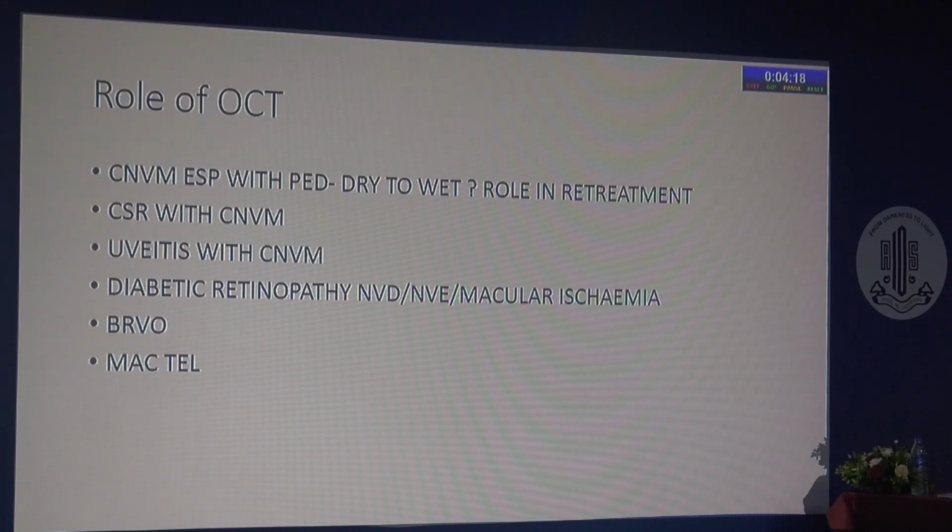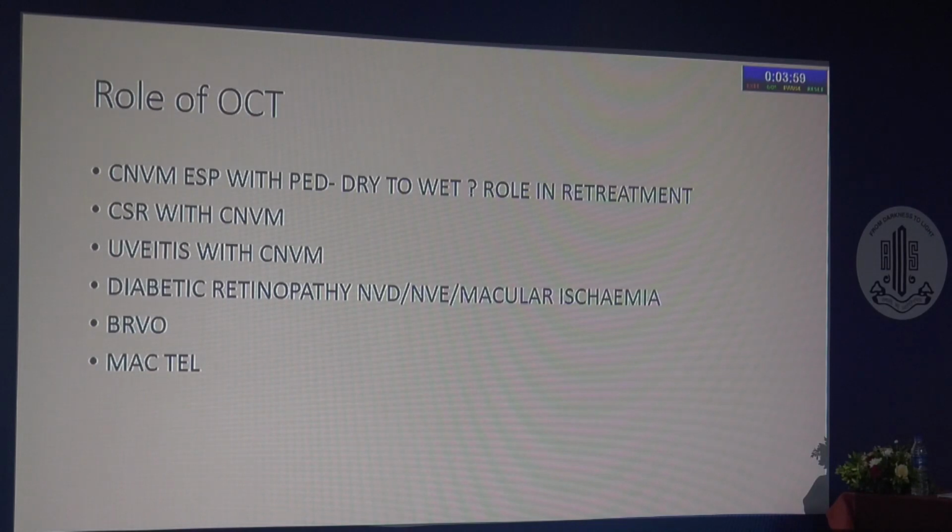If it's dry, you may not treat. It's not going to disappear. This is a very good indication. We had to do an ICG to pick up a CNVM in a patient with CSR. In uveitis, sometimes you have a CNVM in a serpiginous-like lesion where you miss it and think it's just a recurrence of the edema. Diabetic retinopathy, we all are worried because of the angiography.